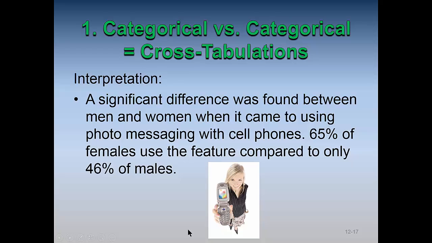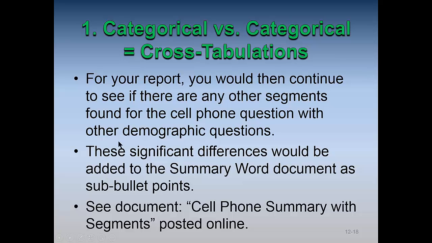And how would we report that? We would report that by one simple sentence. A significant difference was found between men and women when it came to using photo messaging with cell phones. 65% of females use the feature compared only to 46% of males. Notice I'm using whole numbers here also. Okay, and so if you were reporting this, you would report something like this on your individual project.